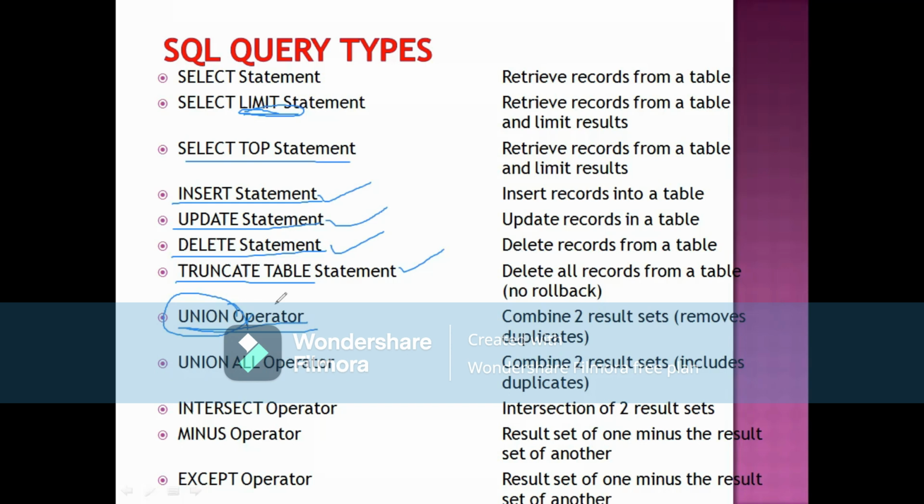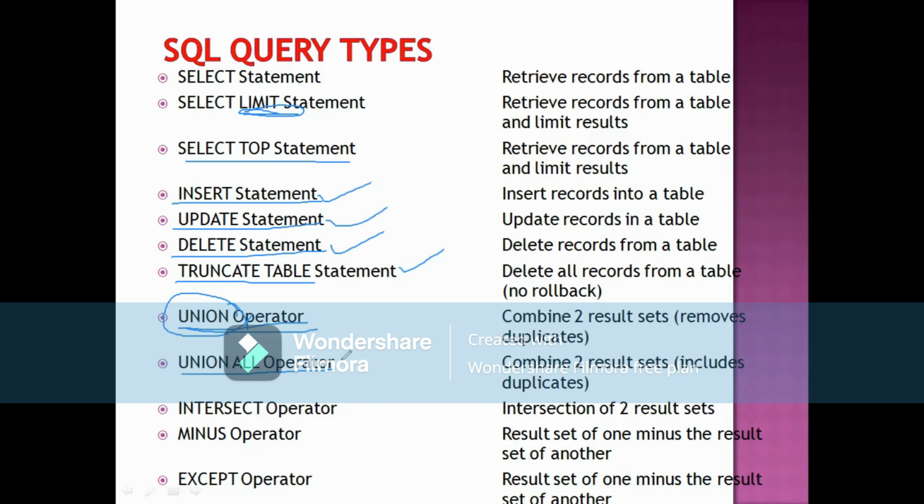Okay. Next one is the union all operator. What is the union all operator? By using the union all operator, it combines the two tables' data, but we get the duplicate data also. That is the main difference between the union operator and the union all operator. With the union operator, we don't get the duplicate data, but with the union all operator, we get the duplicate data.